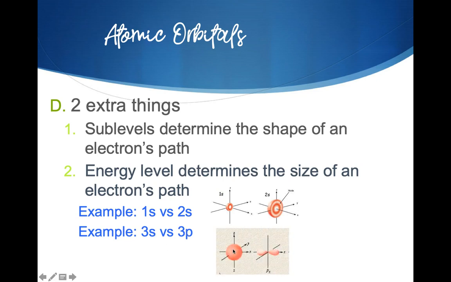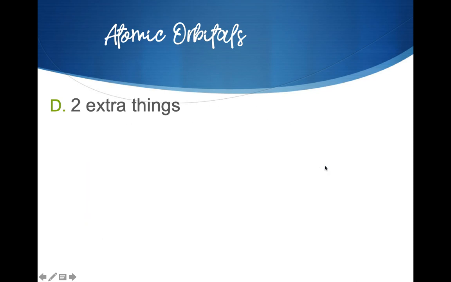All right, so an S is a sphere and a P is a dumbbell. But if you were to measure it from here to here, it's the same distance as from here to here. So even though the shape looks very different, the size is the same in a 3s and a 3p. So sublevels determine shape, energy levels determine size.